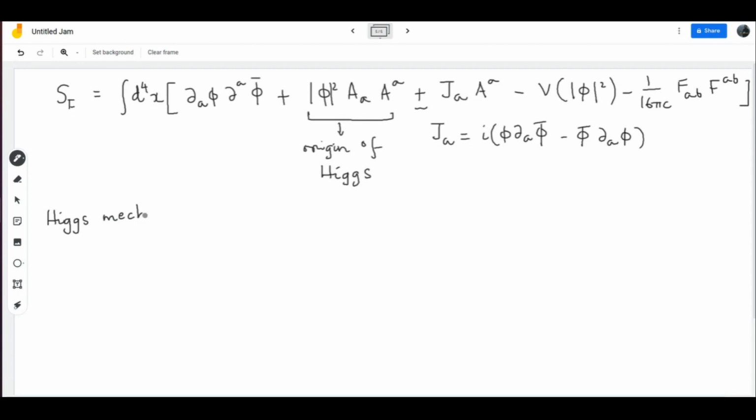Why did it get the Nobel Prize? I'm not going to explain the Higgs mechanism. It is a gauge invariant way to give mass to a field. To give mass to the electromagnetic field, this is the way it happens. I'm not explaining that to you, but I'm just saying that this is the origin.